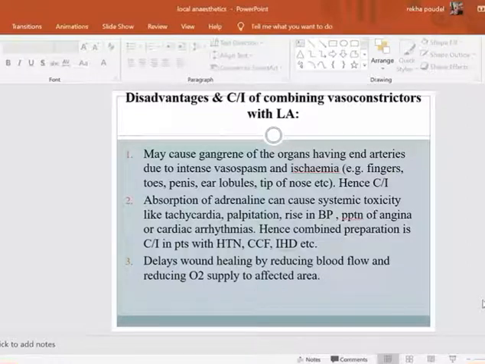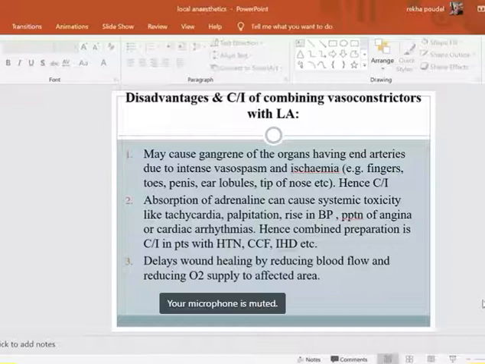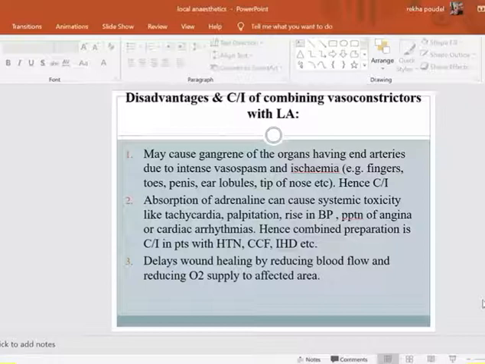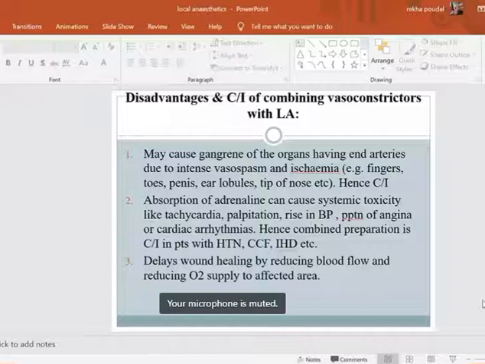Now, another is absorption of adrenaline can cause systemic toxicity like tachycardia, palpitation, rise in blood pressure, precipitation of angina or cardiac arrhythmia. Hence, the combined preparation is contraindicated in case of hypertension, congestive cardiac failure, or ischemic heart disease. So, adrenaline, having a vasoconstrictor effect, will cause tachycardia and palpitation, it can increase the blood pressure, and it can precipitate angina. So this combination has to be avoided if the patient is hypertensive, or if the patient has a past history of any heart disease or ischemic heart disease, etc.